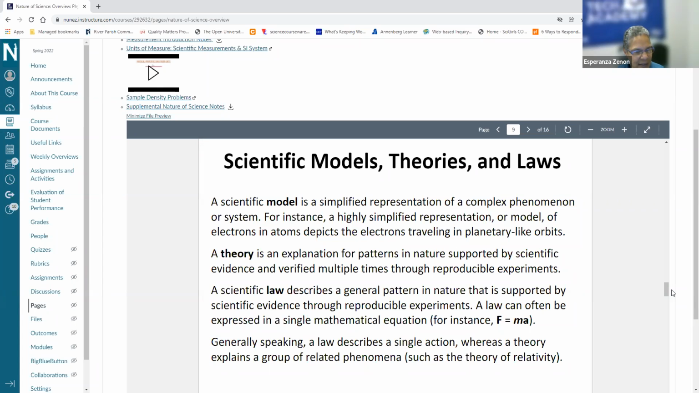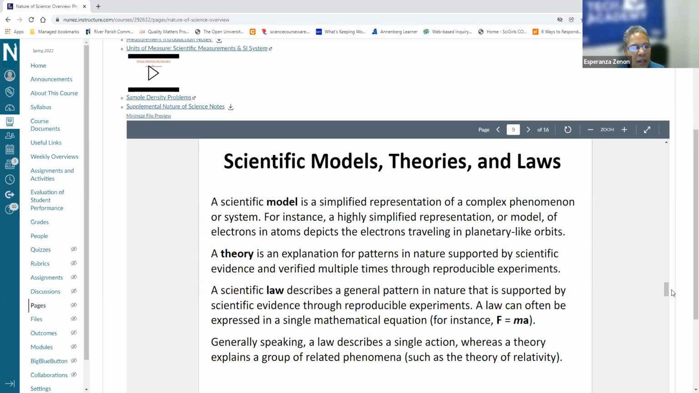patterns. Patterns, that S on the end is very important, because that tells us that a theory encompasses more than just one phenomena, right? Okay, so we're explaining patterns in nature, and it's supported by scientific evidence and verified through reproducible experiments. So we're not guessing. A theory is a way of packaging what we do know through observation and experimentation multiple times.